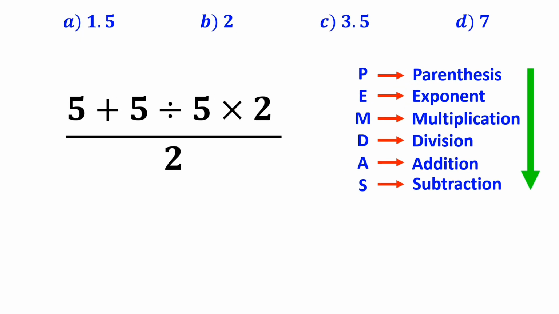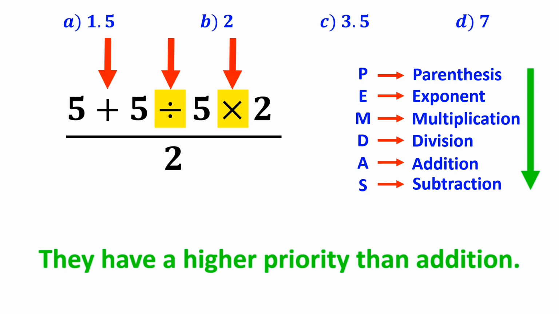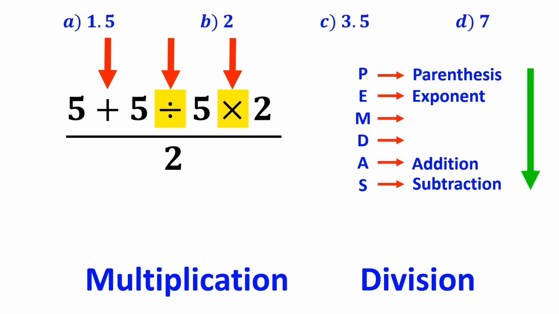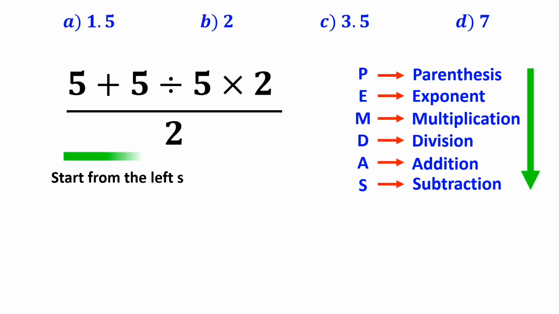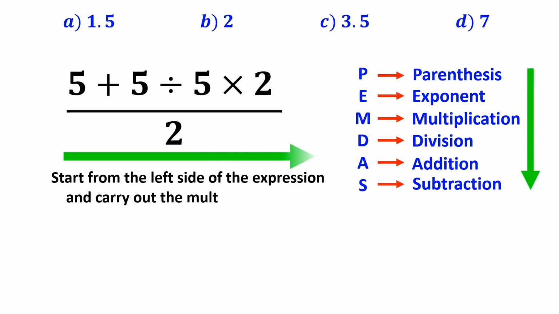Alright, as you can see in the image, in the numerator of this fraction, we have an addition sign, then a division, and then a multiplication. According to the PEMDAS rule, we must perform multiplication and division first because they have a higher priority than addition. However, it's very important to remember that multiplication and division are at the same level of priority. In this case, the best thing to do is to start from the left side of the expression and carry out the multiplication and division step by step.